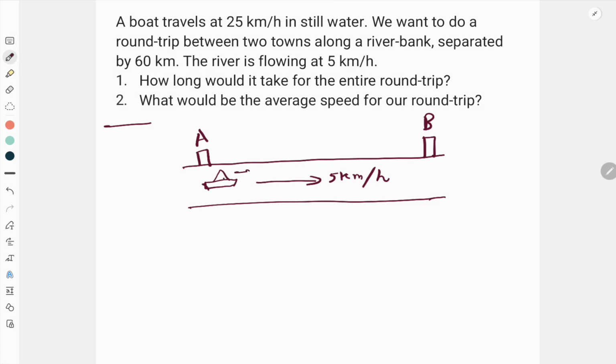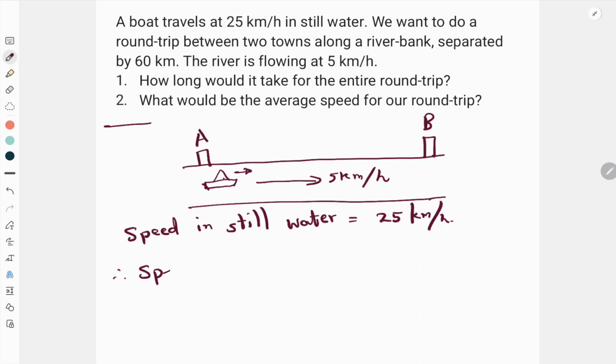A sailboat, let's say. This boat can travel from point A to point B and go from point B to point A, and its speed in still water is 25 kilometers per hour. So I need to find out what is its speed downstream and speed upstream. So the speed in still water, this is just given, is 25 kilometers per hour.